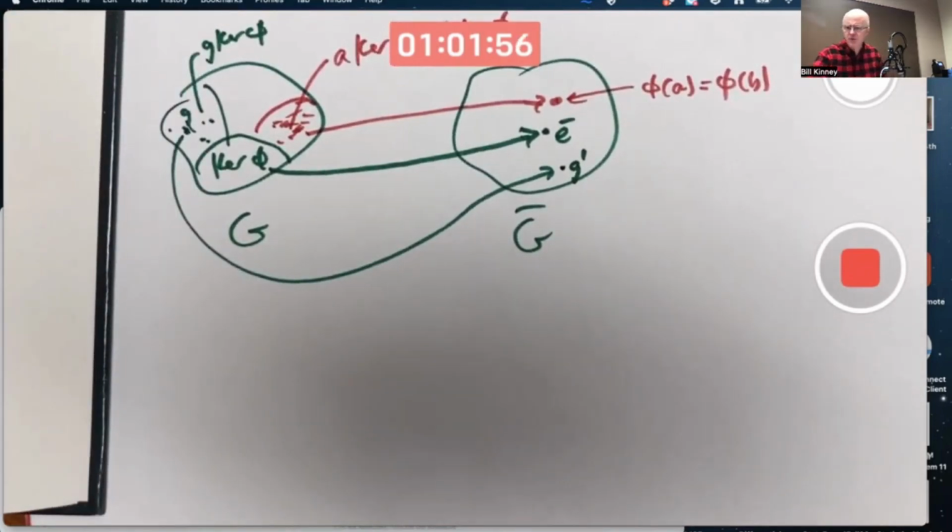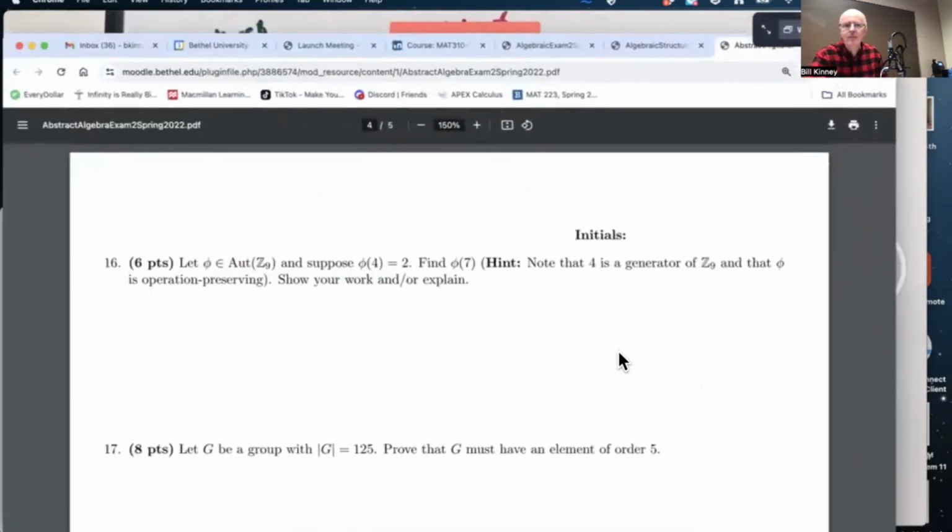I claim this is helpful for solving problems too. Let's look at that problem. Let phi be an element of Aut of Z9. Think about what that means. That means phi is an isomorphism from Z9 to itself.